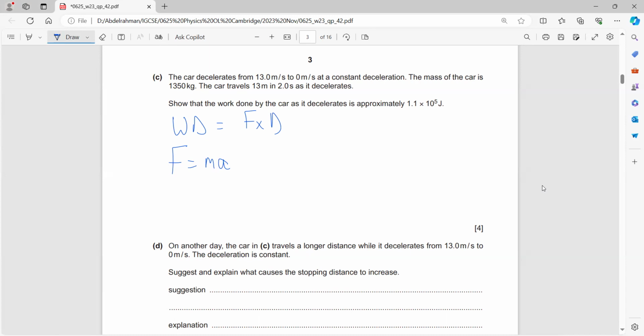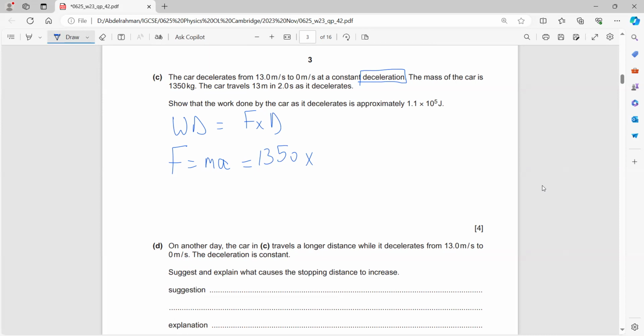g is acceleration, yes, but it's acceleration due to gravity. Is the car free falling from a tower, for example? No, it's not free falling. It's decelerating, so there is an acceleration or a deceleration which is not 9.8. Mass is 1,350. What's the acceleration or the deceleration?